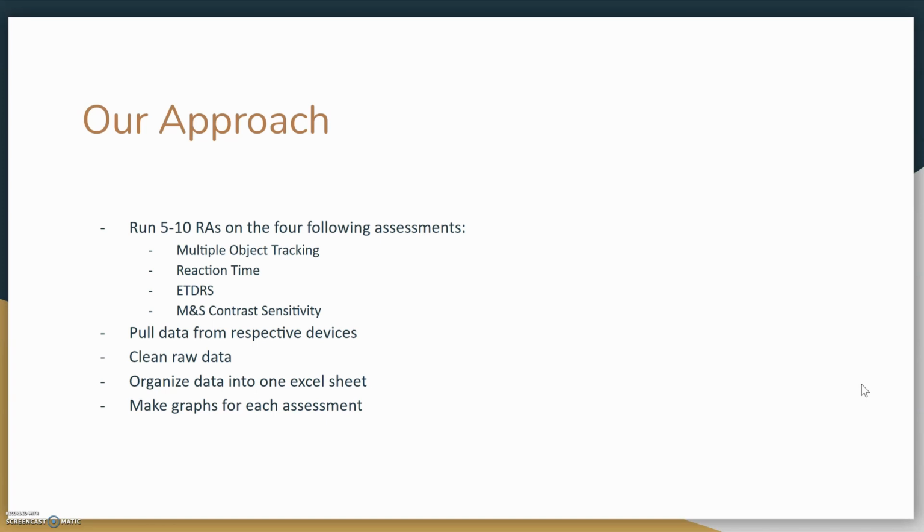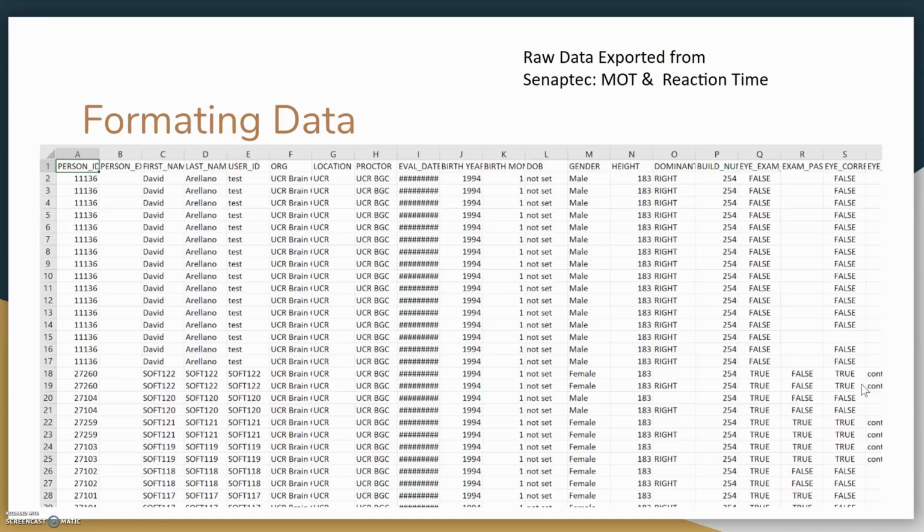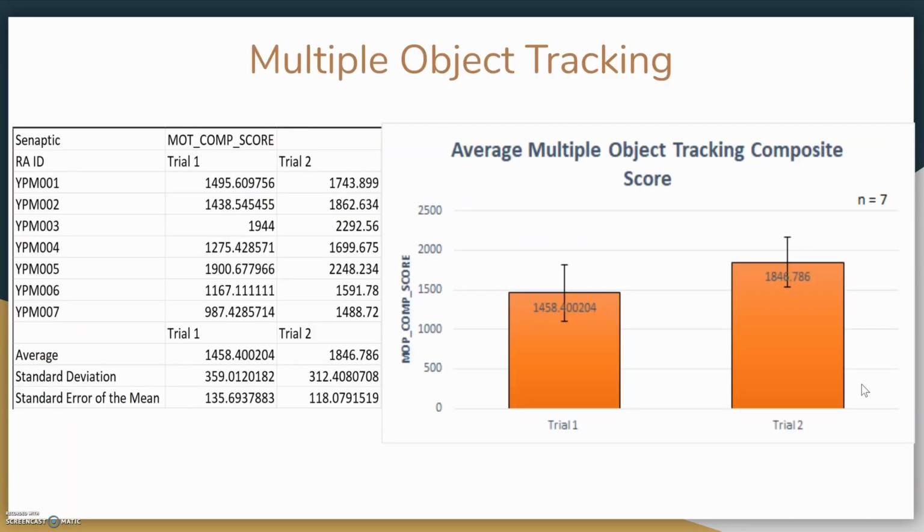We then exported the raw data from the respective devices and inputted them into Excel sheets. Then to see a clear picture, we organized the results from each assessment into graphs using Excel sheets. This datasheet includes everyone who has ever been run on the assessment, so we had to clean the datasheet by deleting the data of the participants that were irrelevant to our project. We did this by matching the time we ran each participant on our task sheets.